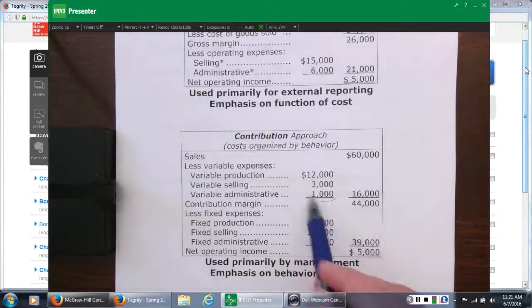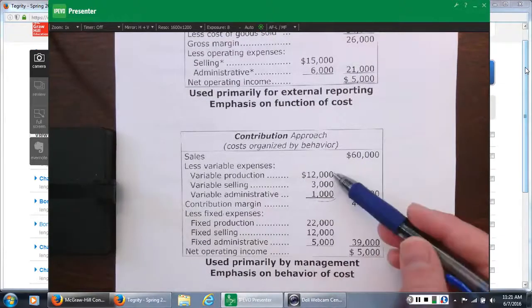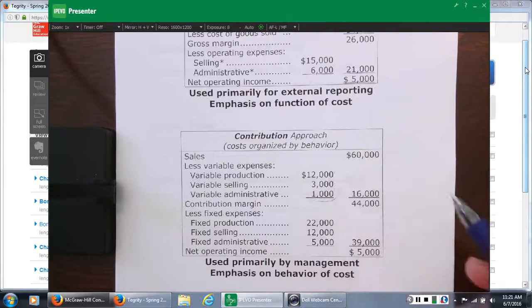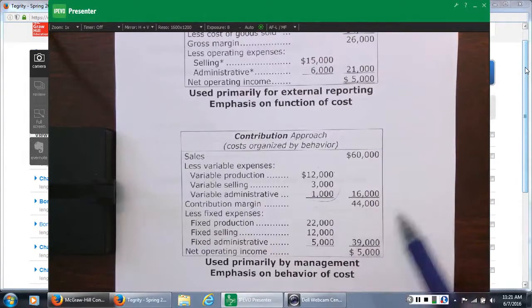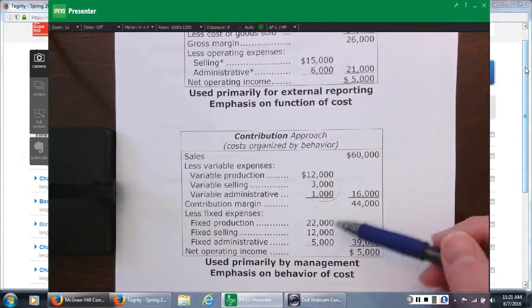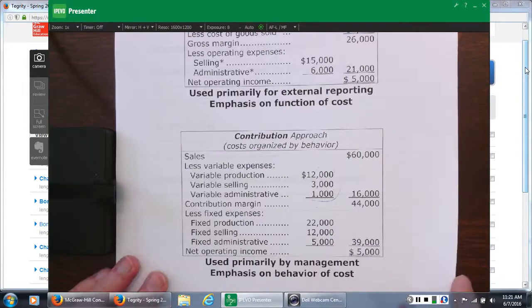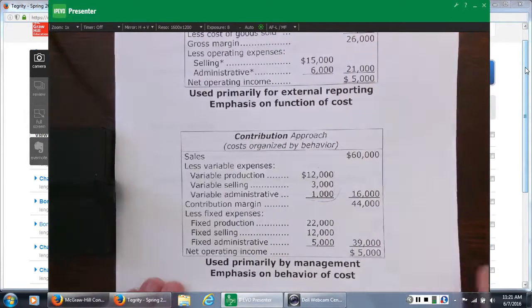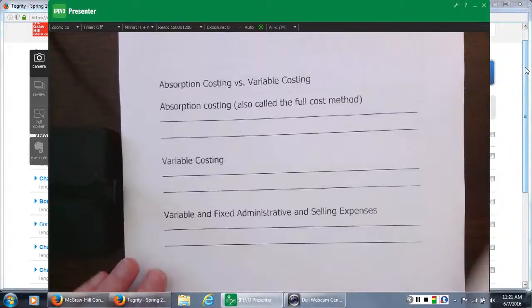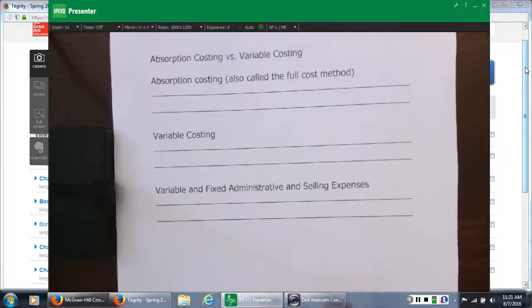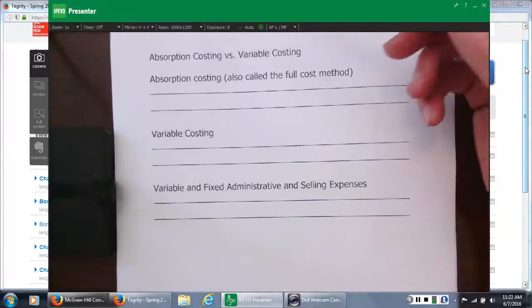You could just say, here's our variable costs. You could calculate the variable cost per unit, multiply it by the additional 200 units, and then you know that is the additional variable cost. And then the fixed cost would stay the same, assuming that we are still within the relevant range. Okay. All right, so let's go ahead and start talking about the differences here between absorption costing versus variable costing.